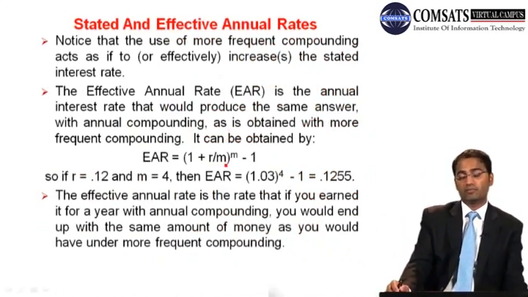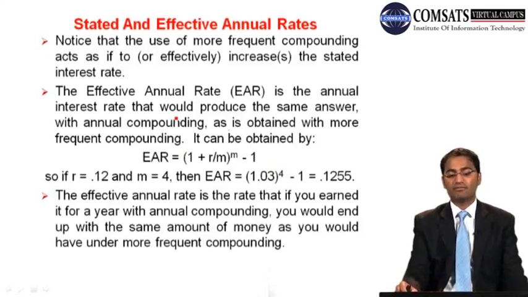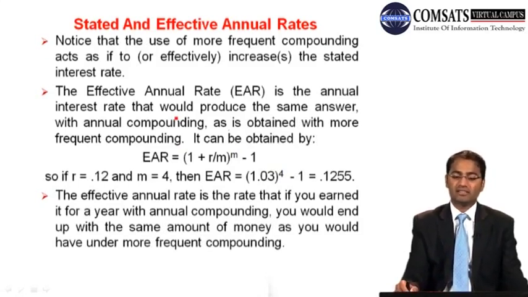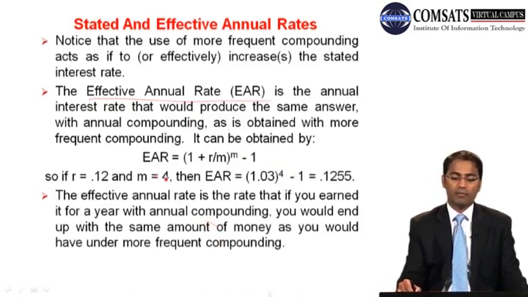So there is an explanation of the example we carried out. Notice that the use of more frequent compounding acts as if it increases the stated interest rate. The effective annual rate is a very good concept, and that is the annual interest rate that would produce the same answer with annual compounding as is obtained with more frequent compounding. It can be obtained by this formula.